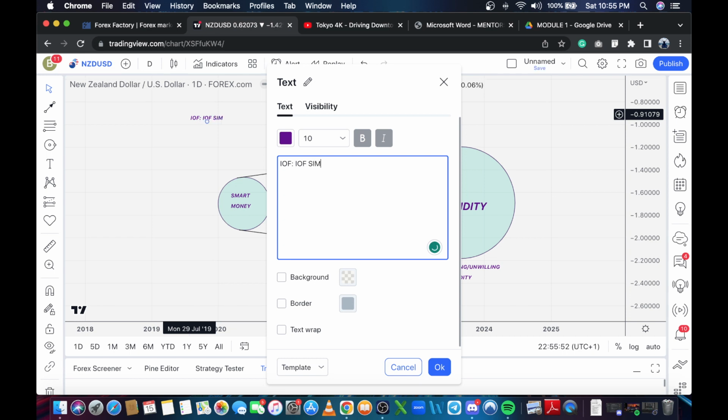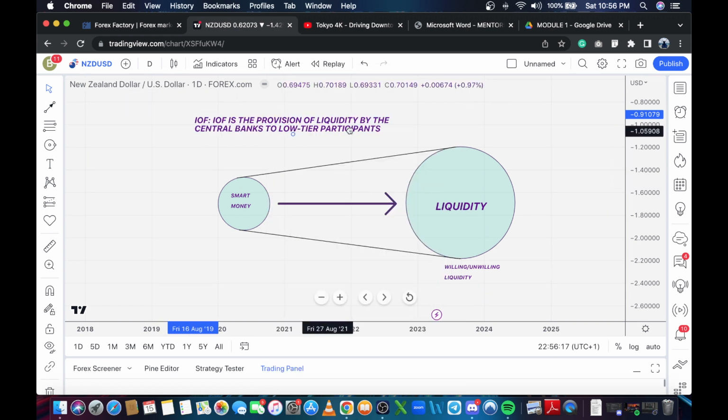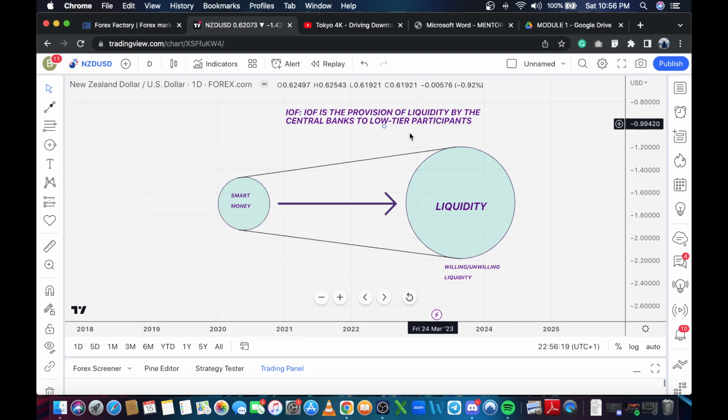Institutional order flow simply is the provision of liquidity by the central banks to lower tier participants. Those lower tier participants are large speculators and retail. Those are who constitute lower tier participants in price. So institutional order flow is the provision of liquidity by the central banks to lower tier participants in price.